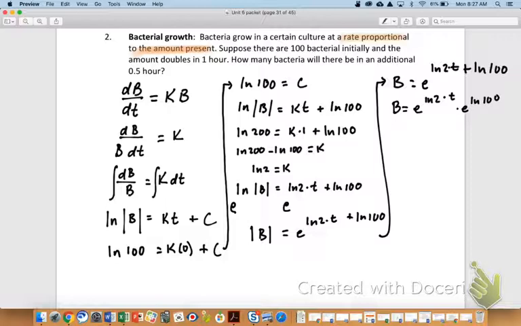So then, what's e to the natural log of 100? Isn't that just 100? So check this out. This is where I wanted to go. And obviously, at this point, we can just plug in very easily to answer this question.